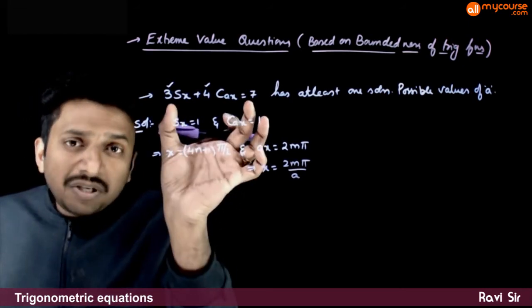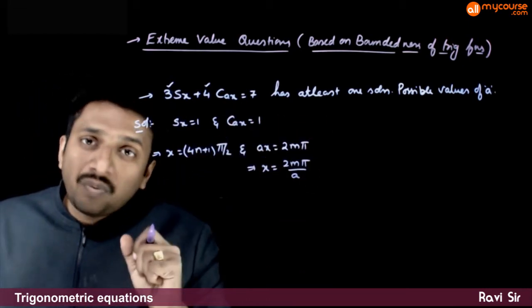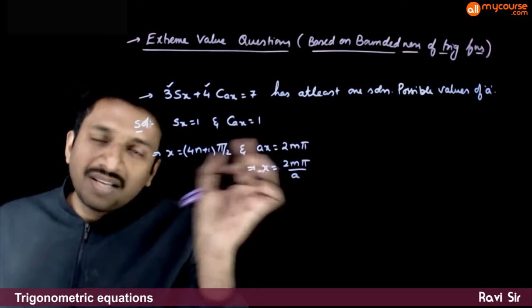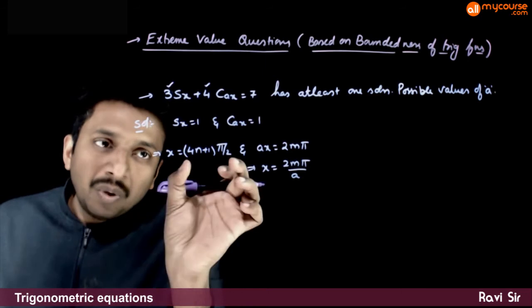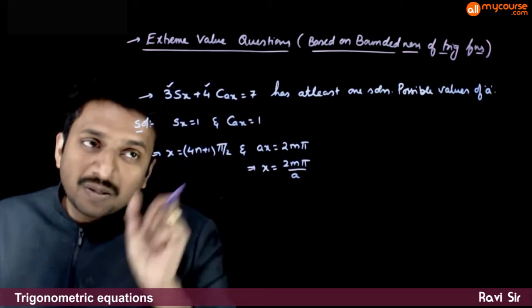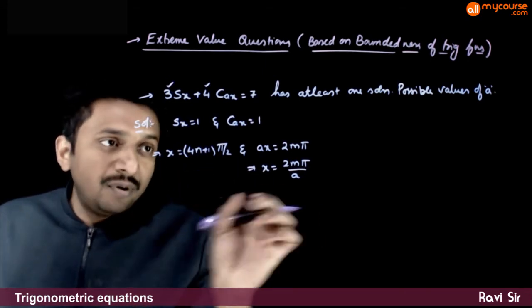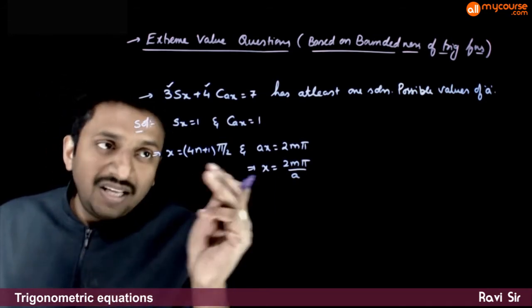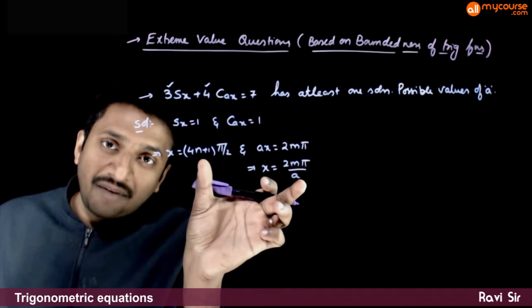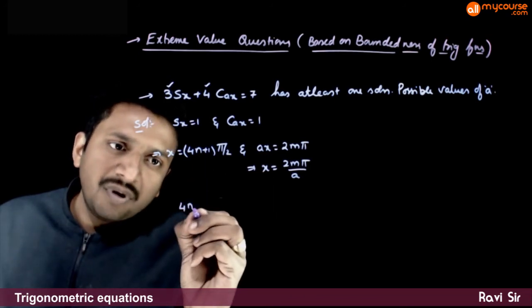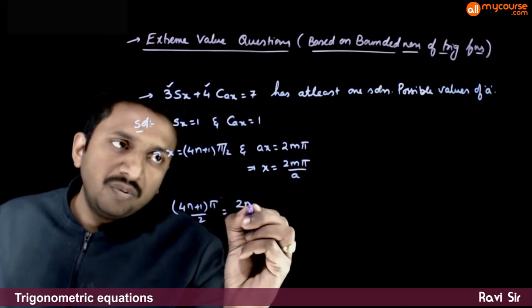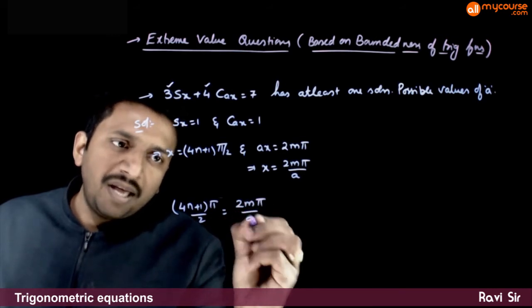So for this equation to have at least one solution, we should have some solution which looks like this as well as this. My x has to look like 4n plus 1 times pi by 2. My x also has to look like 2m pi by a. So for these two types of solutions to have a common solution, you need 4n plus 1 times pi by 2 to be equal to 2m pi by a.